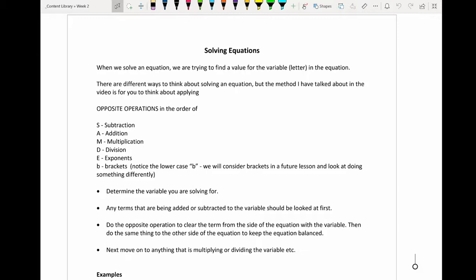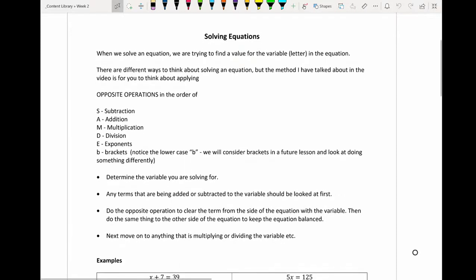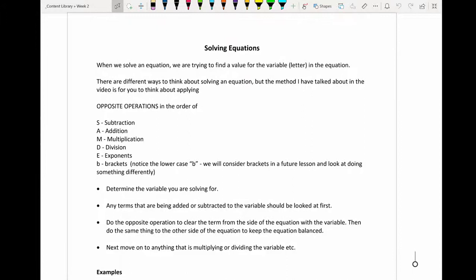Notice how with the brackets, it's a lowercase b. That's because we're going to do something slightly different with brackets, and we're going to talk about that in a future note. Some of the steps you want to think about: first, determine the variable that you are solving for. What letter is there that I'm trying to find a value for? Any terms that are being added or subtracted to the variable should be looked at first. Again, that's because in my reverse BEDMAS, or opposite operations, subtraction and addition is first.